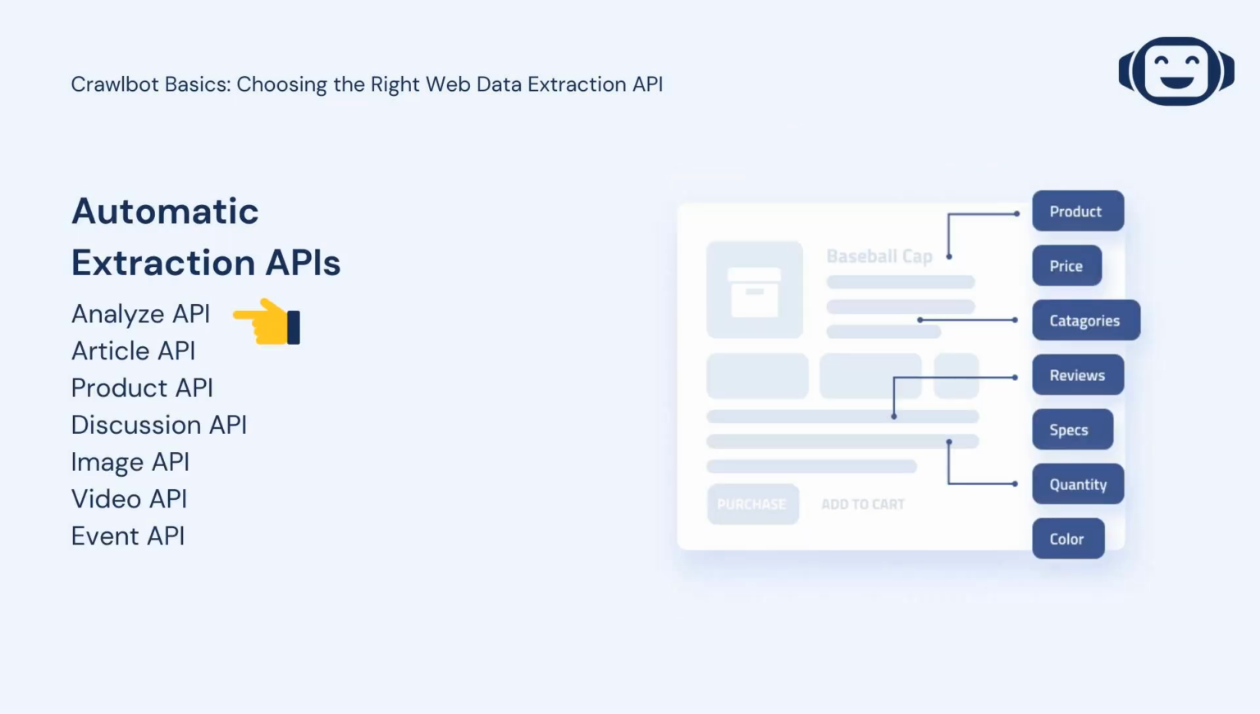The one outlier on this list is the Analyze API. This API is meant to try and determine what a page type is and route that page to the proper extraction API. So you can use Analyze when you aren't quite sure how a page is structured.